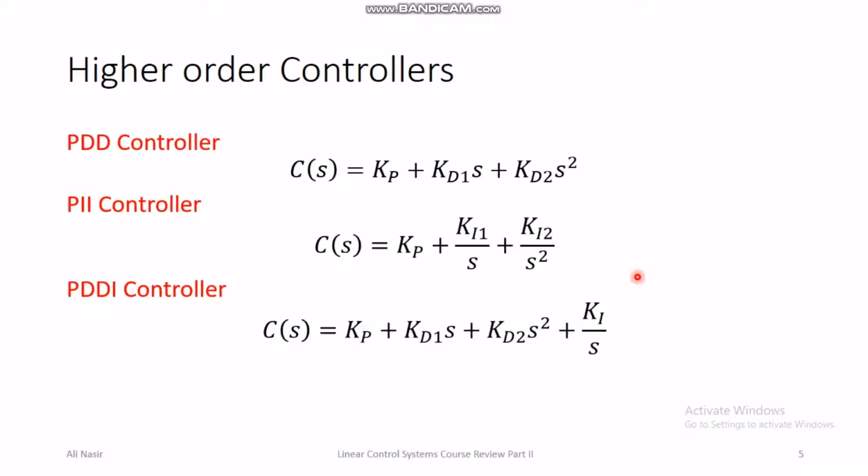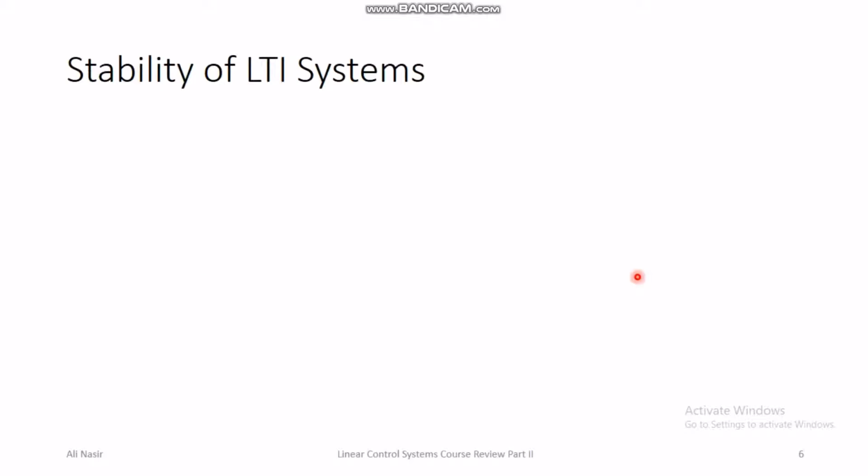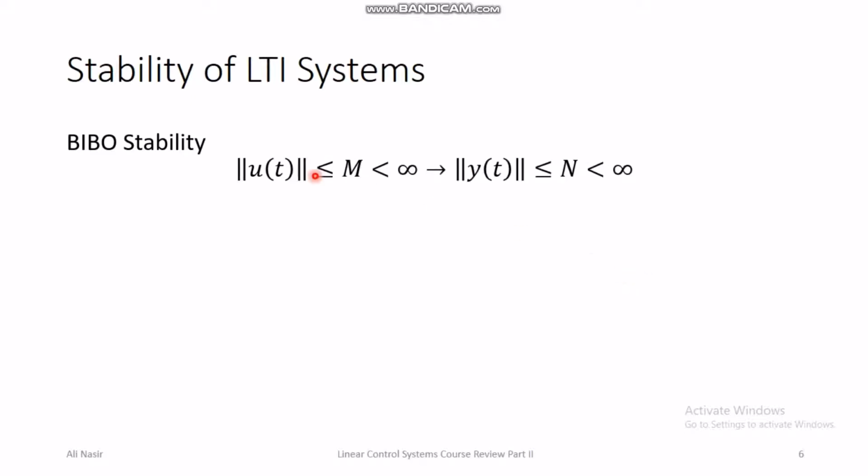And next we move on to the next topic that we have discussed in this course, which is stability of LTI systems. For the stability of LTI systems, we discussed BIBO stability, which is bounded input bounded output stability. Its definition is that a bounded input, an input whose magnitude is bounded by some finite number M, always leads to a bounded output.